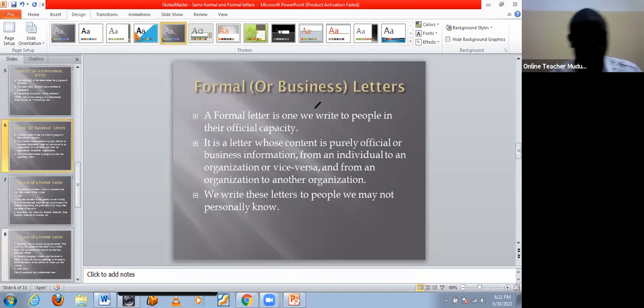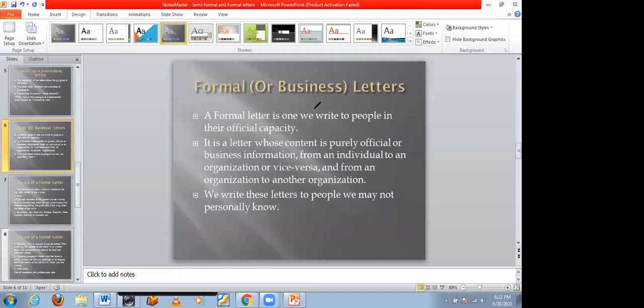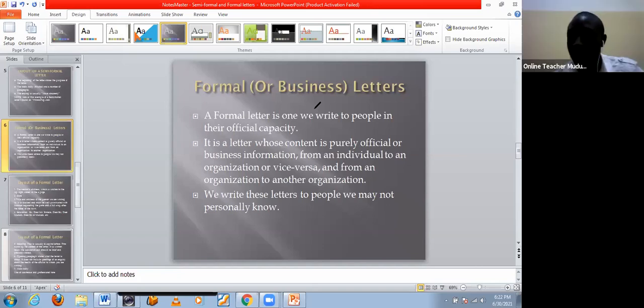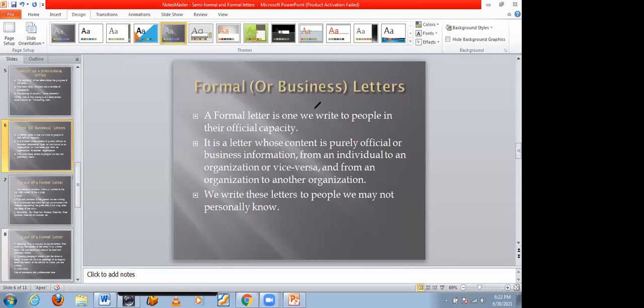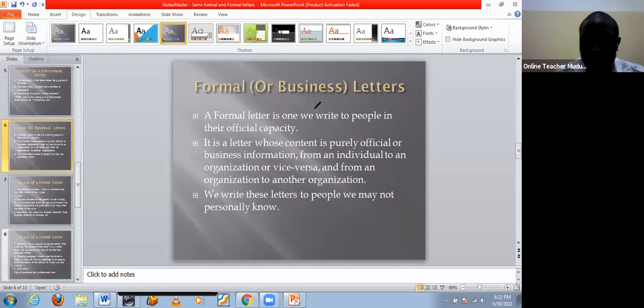Okay, thank you so much for your answers, the correct answers. So a semi-formal letter is one that we write to people, like we said, whom we may know. They may know us, but then they are much older than we are. They're not of our class. All right. So the next type of letter we want to look at is a formal letter.